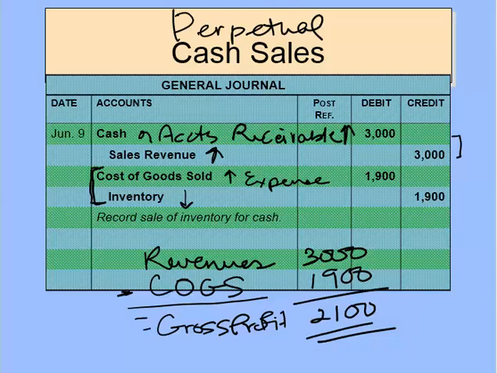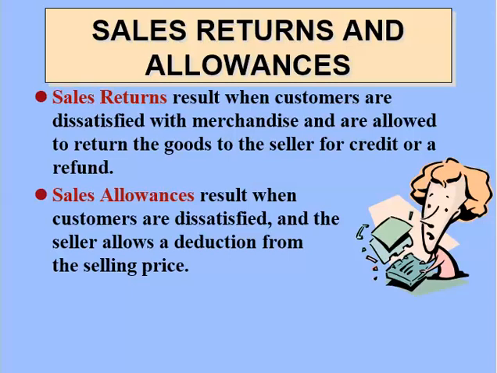Now let's talk about what happens when a customer returns merchandise. So sometimes they buy something, they don't want it anymore. So if they bring it back to us, we're going to create a new account called Sales Returns and Allowances. So sales returns when the customer is just not happy and they bring it back to us and we give them their money back or give them credit, store credit. Sales allowance is actually where we discount the price for a particular reason.